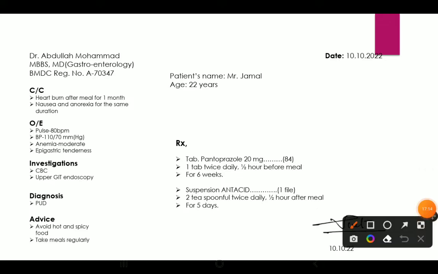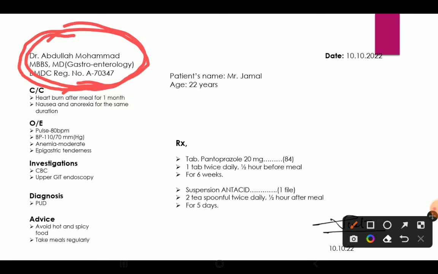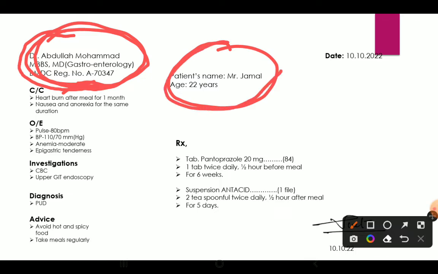On the top left corner you will write your name, your designation, your degrees, your registration number, all of these things. This is the place where you will give your particulars. Then on the top middle part you will have your patient's name, patient's age, maybe patient's address, sex, phone numbers, etc. And on the top right corner, the date.